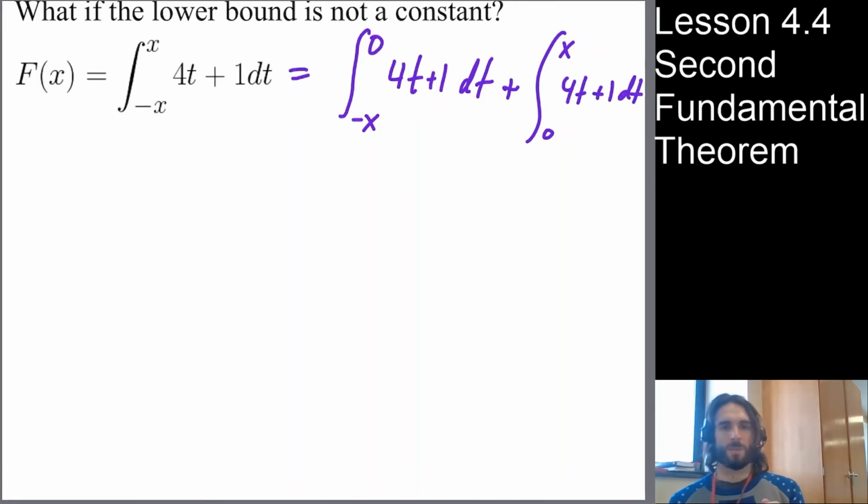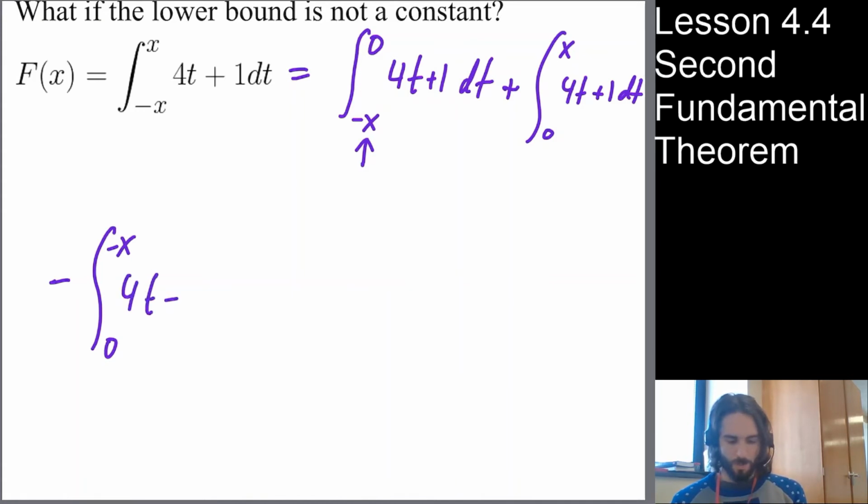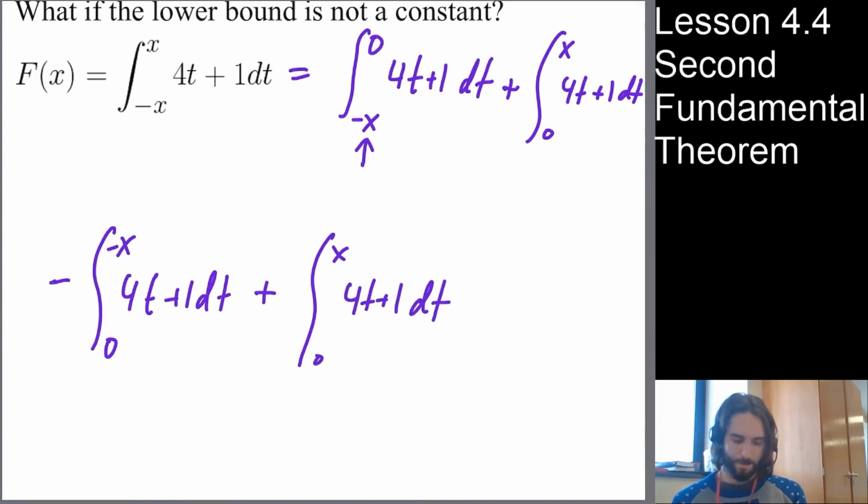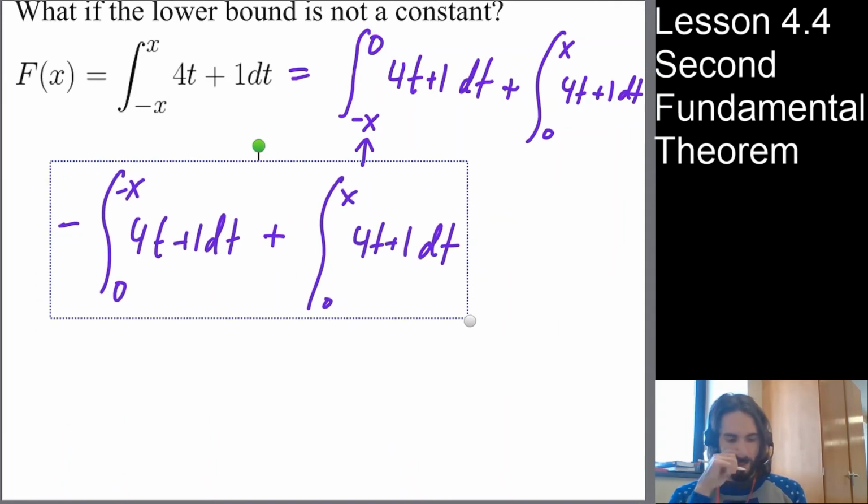Now it really is easiest to do this if your lower bound is a constant. So I'm going to use another property of integrals to flip the bounds. So this is negative integral from 0 to negative x of 4t plus 1 dt plus the integral from 0 to x of 4t plus 1 dt. And then we can evaluate each of those.